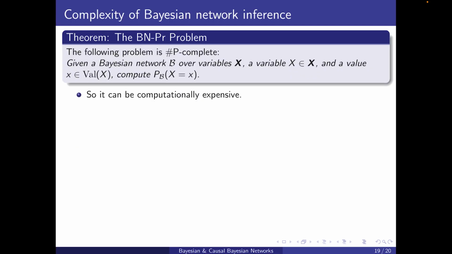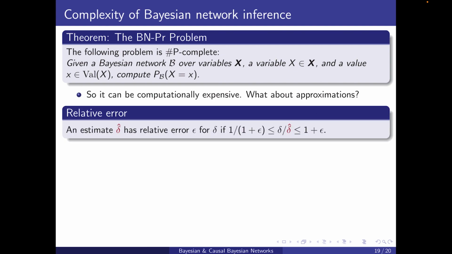Perfect. So back to our complexity problem, we saw that, yes, answering this problem, BNPR, computing the probability of a variable in a given Bayesian network, this is sharp P complete. So quite difficult and often infeasible, intractable. So what about approximations? Okay, so what kind of approximations are we interested in? One is a relative error. So an estimate delta hat has relative error epsilon for delta. So this is assumed to be estimating delta. That's why it has a hat.